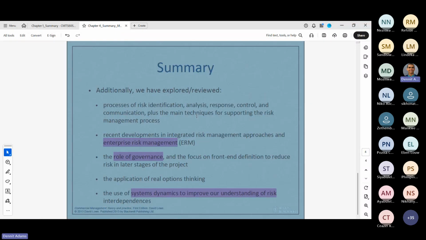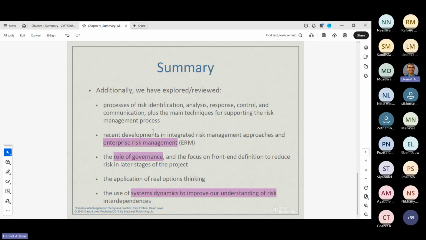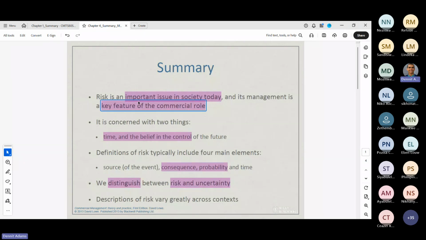I'm going to scope chapter 4 for you. All of these things are important. I'm taking every line or bullet and highlighting it for you, if you can see here. So you will need to answer the following questions for yourself. This is risk. We spoke about how risk is an important issue in society today. It's concerned with two things, time and the belief in control. There's consequence and probability. There's risk and uncertainty that we spoke about. Descriptions of risk vary greatly across contexts.